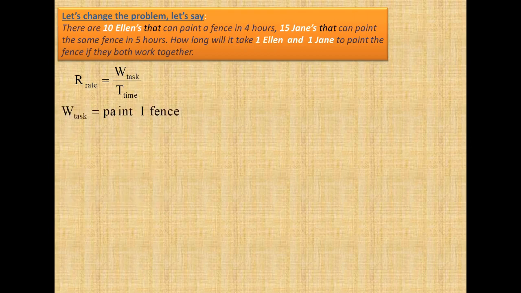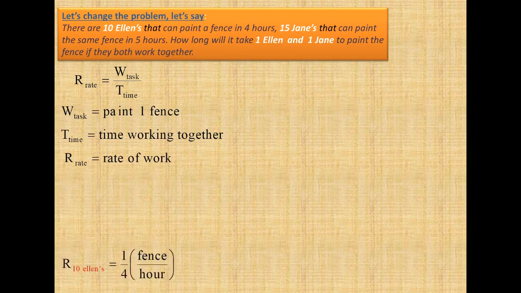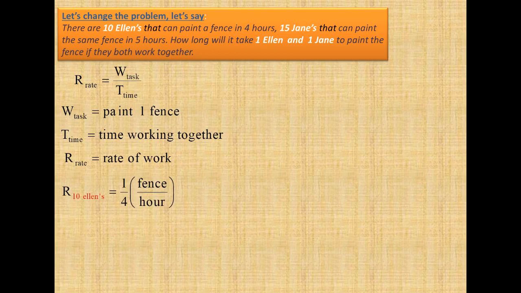Okay, so we write our equation. Rate equals work divided by time. Work equals, as previously, 1 fence. Time equals time working together. R equals rate of work. And for 10 Ellens, we have 1/4 of a fence per hour because that's what 10 Ellens can paint. They can paint a fence in 4 hours, so 10 Ellens can paint 1/4 of the fence per hour. And 15 Janes can paint 1/5 of the fence per hour because 15 Janes can paint the same fence in 5 hours.